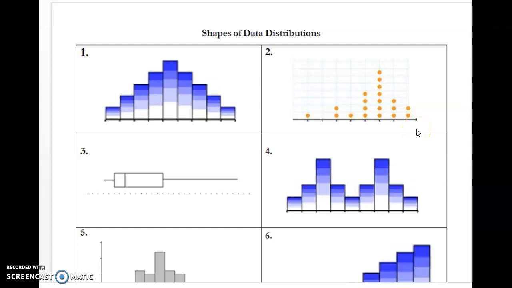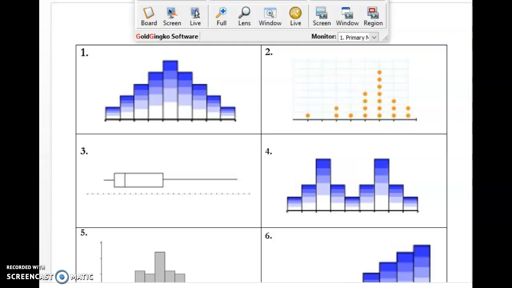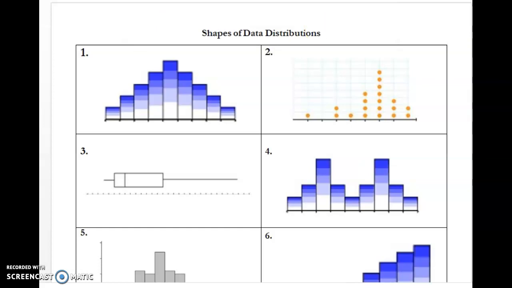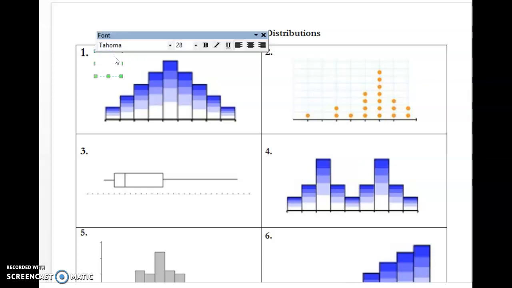Okay, so shapes of data we talked about before spring break. Hopefully you guys remember some of that. But I'm going to go ahead and go over what we talked about then. So for this first one, since the left and the right are exactly the same, we call that symmetrical.